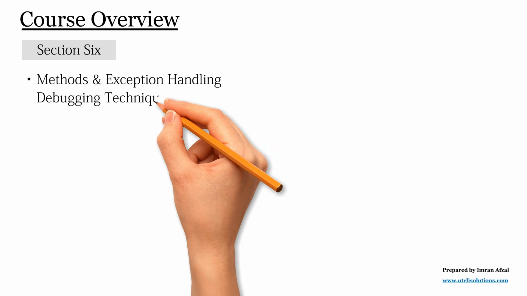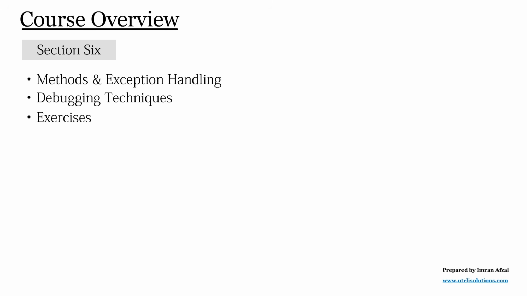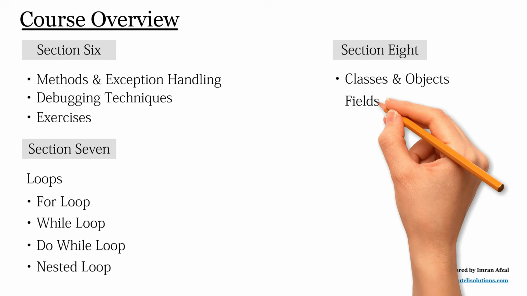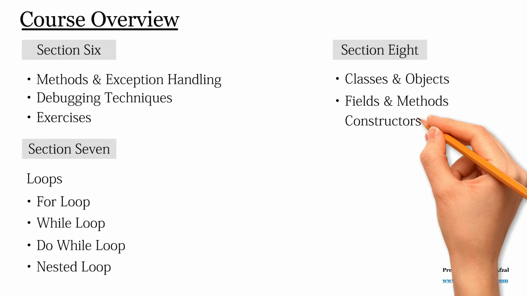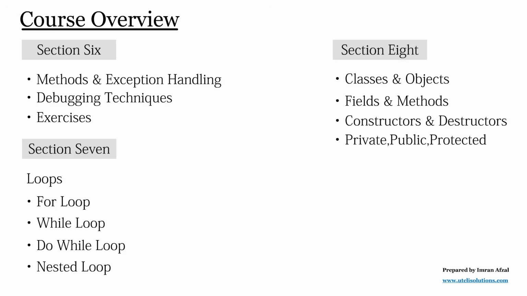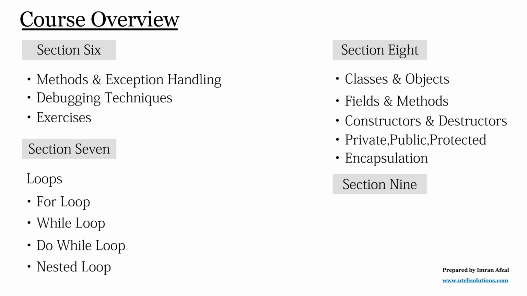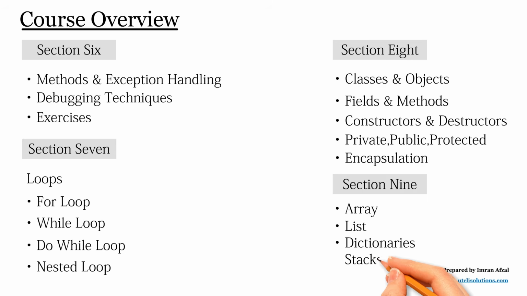We will cover all types of methods, exception handling, and debugging techniques, as well as their exercises. Then section 7, where we will go through all types of loops like for loop, while, do while, and nested loops. Moving on to section 8, we'll go through classes and objects, properties, fields, and methods, constructors and deconstructors, access modifiers, and encapsulation. Then comes section 9, collections in C sharp. It's all about arrays, lists, dictionaries, stacks, and queues and their exercises.